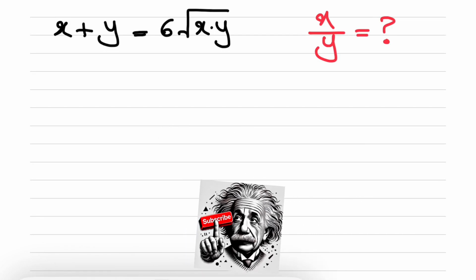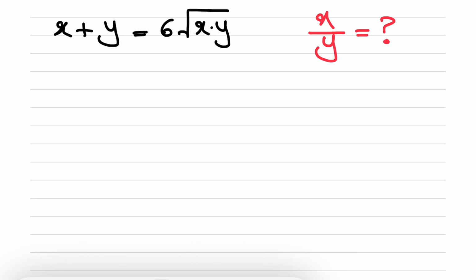Today is all about this equation where we have x plus y is equal to 6 times square root of xy, and let's get into it. So the first step, we're going to take the power of 2 on each side of the equation in order to get rid of the square root that we can see on the right side. So we'll do the power of 2.